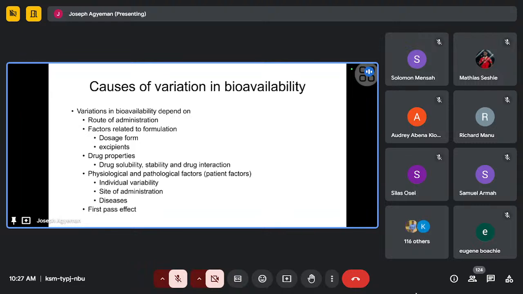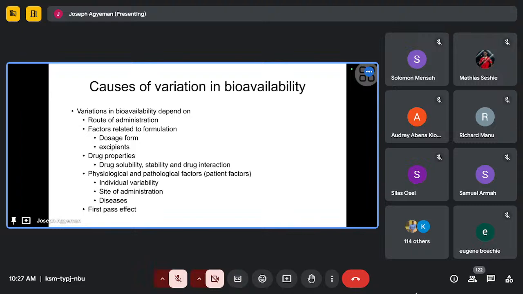First pass effect, depending on where you are administering the drug. You inject it straight into the bloodstream, you've dodged first pass effect. Some of them, if you take them orally, you are going to have first pass effect in the GIT, even before it gets to the liver, where you can also have hepatic first pass effect before it gets to the bloodstream. So where you administer the drug can also affect variation. So these are all possible contributing factors when it comes to bioavailability.